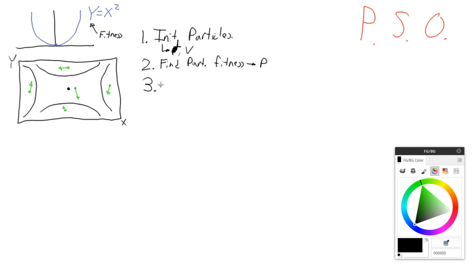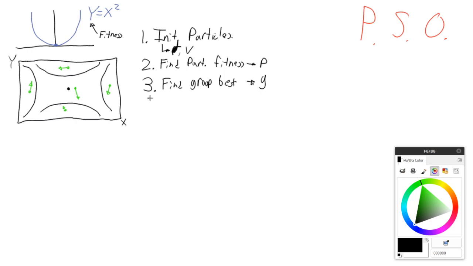Then what's next? Then we need to find the group. Whoa, that was supposed to say group, not goop. Find group best, right? And so what do we want to call that? Well, we'll just store that in G. So each one of these particles knows its personal best, but then the whole group knows the group best. That might be like a for loop where you just go through and look at all the personal bests, and the best one out of that is the group's best.